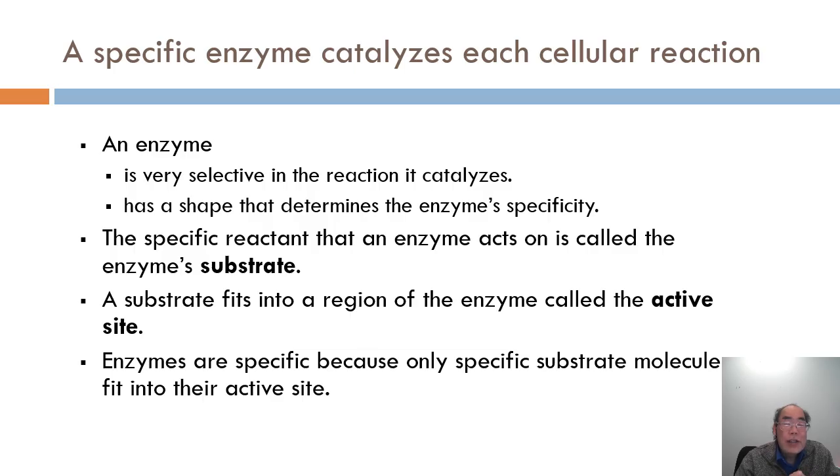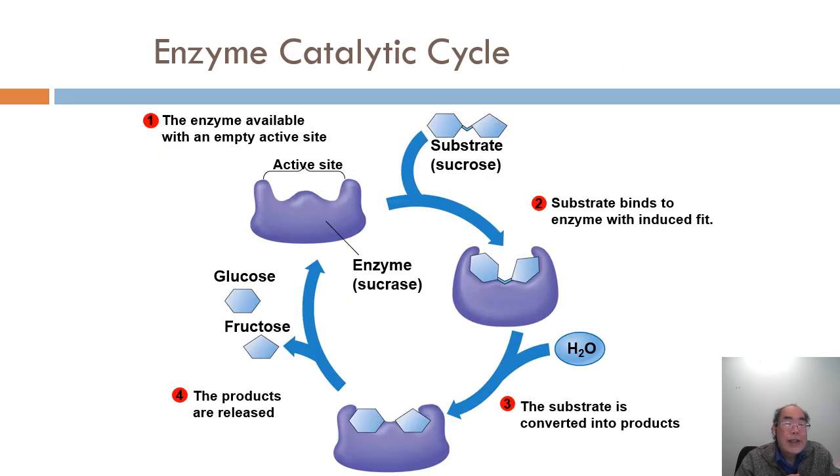So there is an active site on the enzyme that a substrate will fit into, and that will enable the enzyme to increase the rate of reaction. Here is an example. So here is the enzyme sucrase. It can only act upon the substrate sucrose. Here is the active site where the sucrose can bind to the enzyme sucrase, forming an enzyme substrate complex.